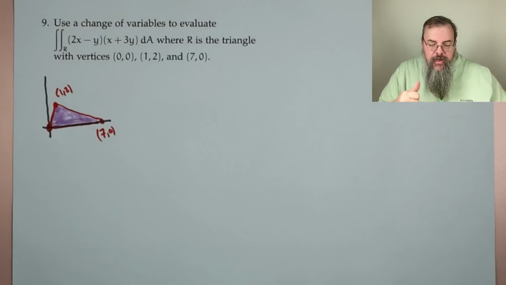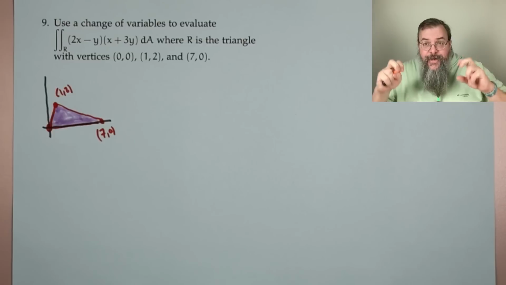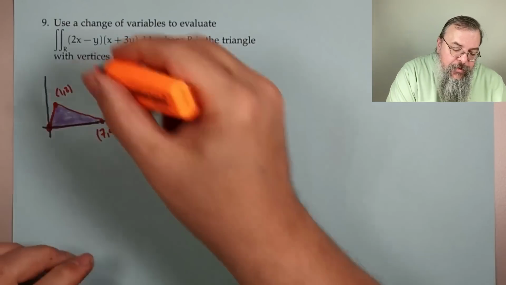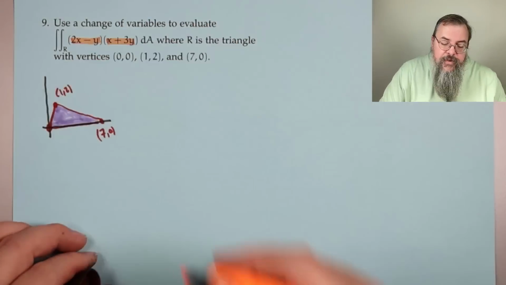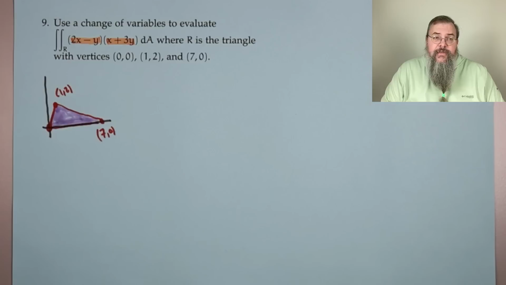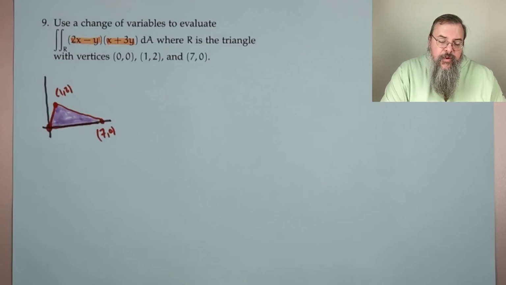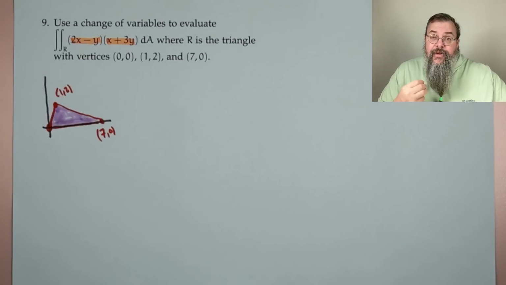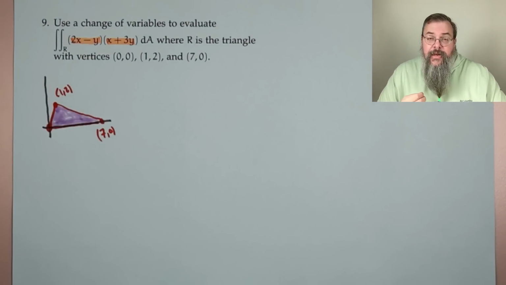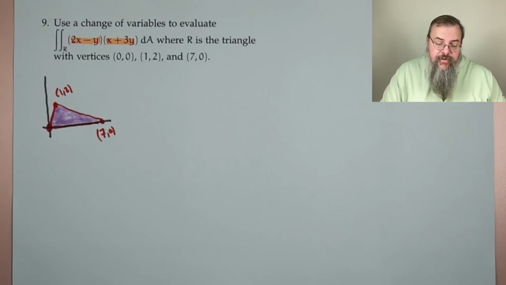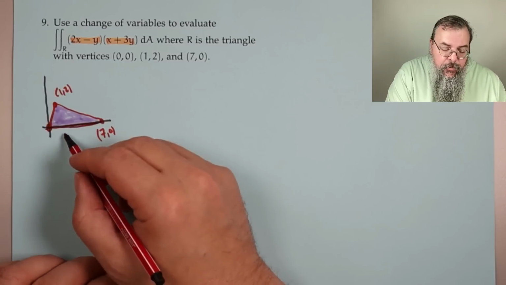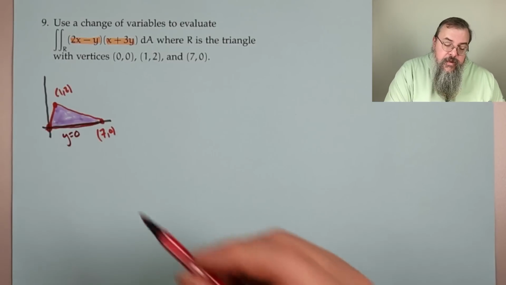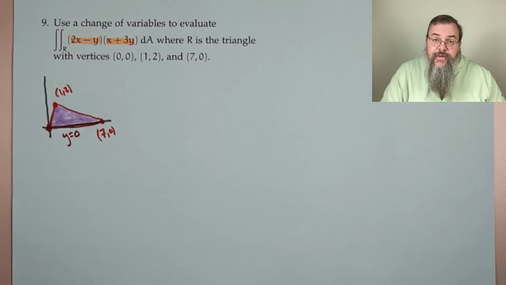Clue 1 is to say, hey, I'm looking for functions on the inside. And there are 2 natural functions showing up here: 2x minus y and x plus 3y. That gets my curiosity piqued. Now I want to look at the bounding curves to see if I get additional confirmation that these are good substitutions. So let's talk about these curves. One curve is very simple. That's y equals 0.